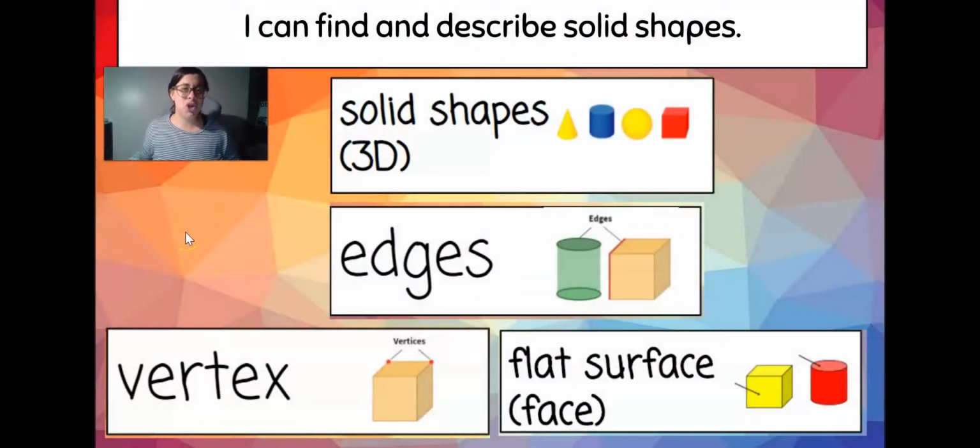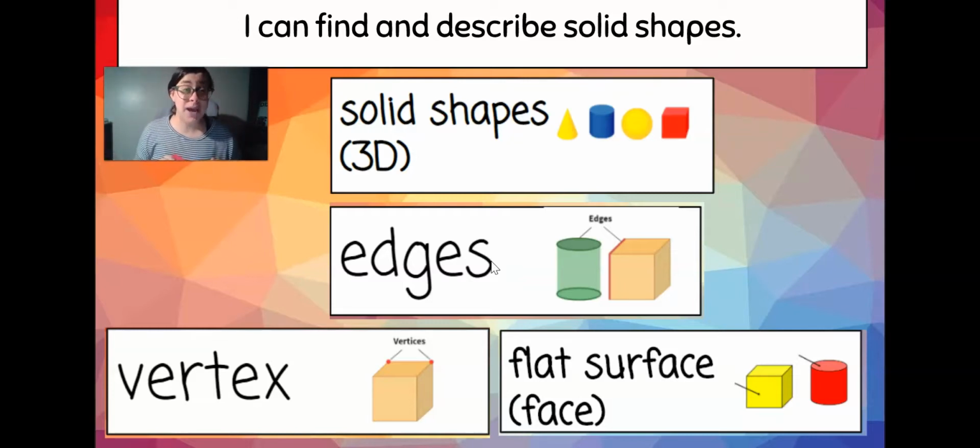Important things we need to know about solid shapes in 3D. We're going to see some solid shapes have edges. Just like the sides, on solid shapes, we call them edges. We're also going to see the corners of solid shapes. We call them a vertex. That's where the points connect.